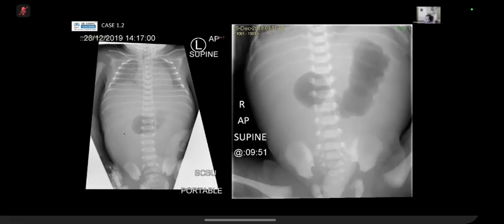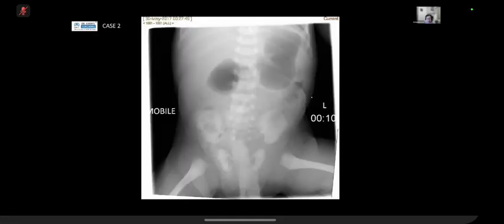So in the first one, you say there's 1 single bubble. In the second one, do you think there's 1 or is it 2? Second one, yeah, there are 2 bubbles. Okay. And then next one.